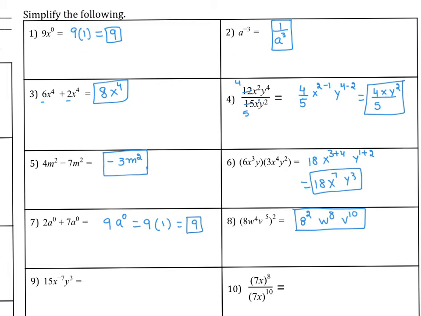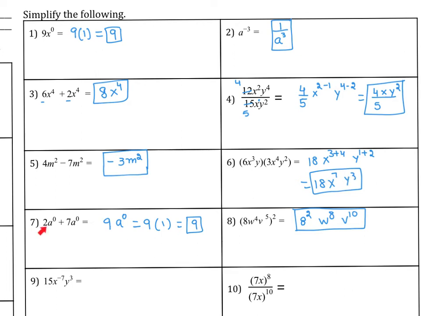For number 6, you're going to multiply the coefficient. So multiply 6 and 3, that is 18. And for the variable, you apply the rule when you multiply same bases, x to the power 3 and x to the power 4. Then you're going to add the power. Same bases, add the power. So the final answer is 18x to the power 7, y to the power 3.